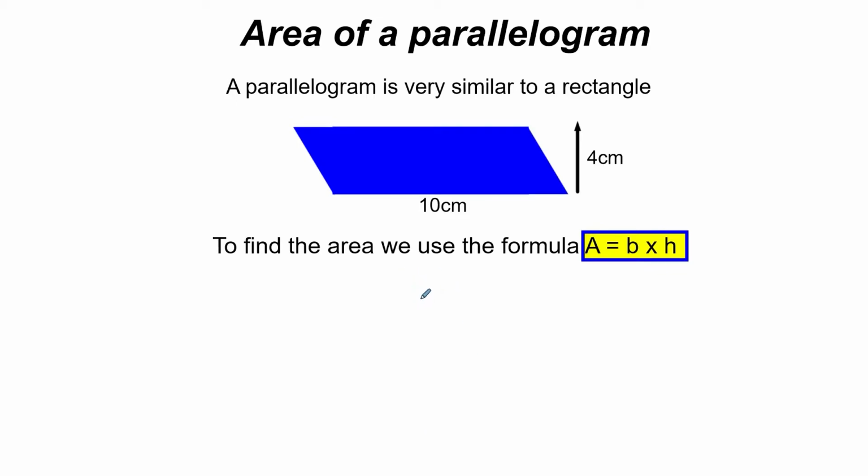So it's going to be area equals the base times the height. Again, we're using base and height. So the base is 10. The height of the shape is not this sloping line. It's the height from the bottom straight vertically up to the top. Okay, so it's 10 times 4. 10 times 4 is 40, so it's 40 cm squared, 40 squared centimetres. Okay, that's how you calculate the area of a parallelogram.